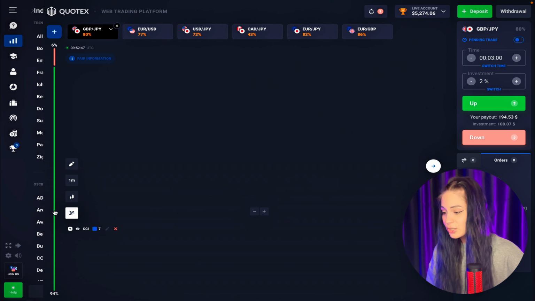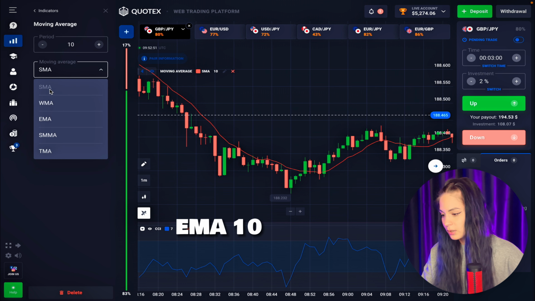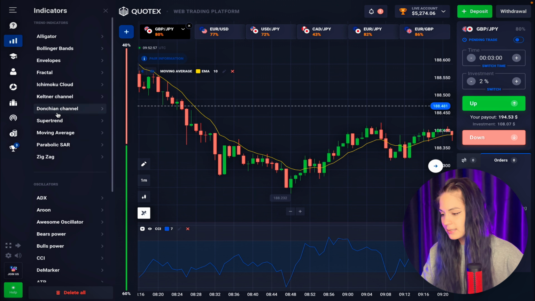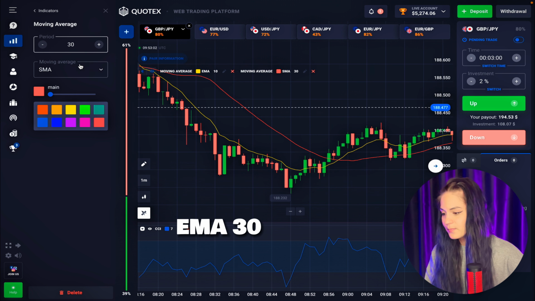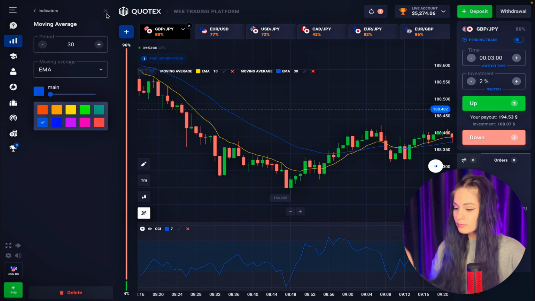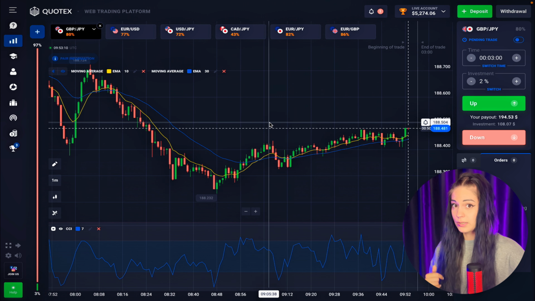Additionally, we're gonna add a moving average with the period 10. It's gonna be an exponential moving average, and let's make it yellow. And let's add another one, a moving average with the period of 30, also exponential moving average, and it's gonna be blue. So we don't need anything else in this strategy, as the author says.